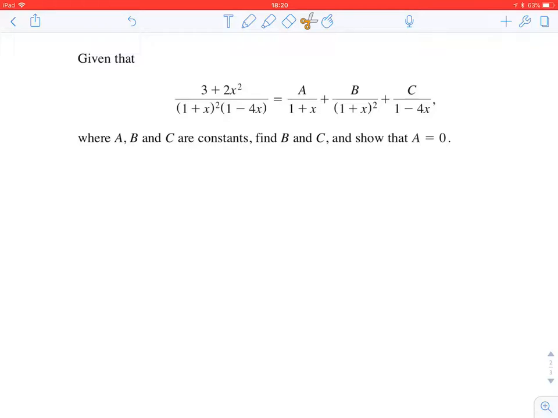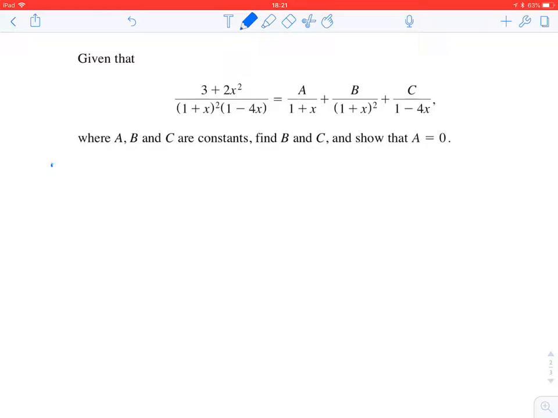The question says show that a equals 0. But you can't be sure of that at the outset, and that's why we need those three terms written out as they are. So we're going to put the right-hand side on a common denominator of (1 + x) all squared times (1 − 4x). And because the denominators will be identical on either side, we will omit them and just concentrate on the numerators.